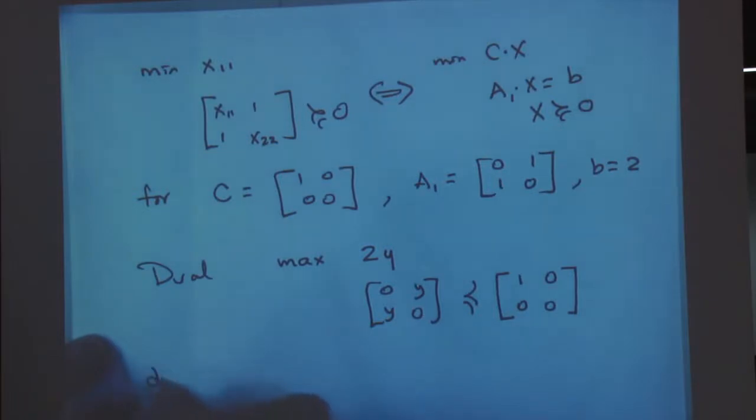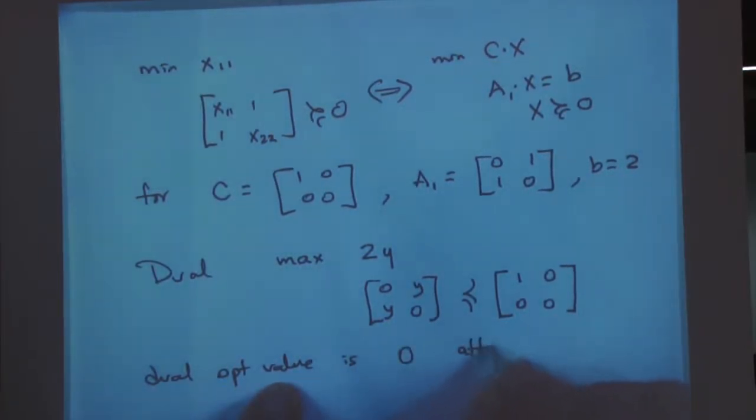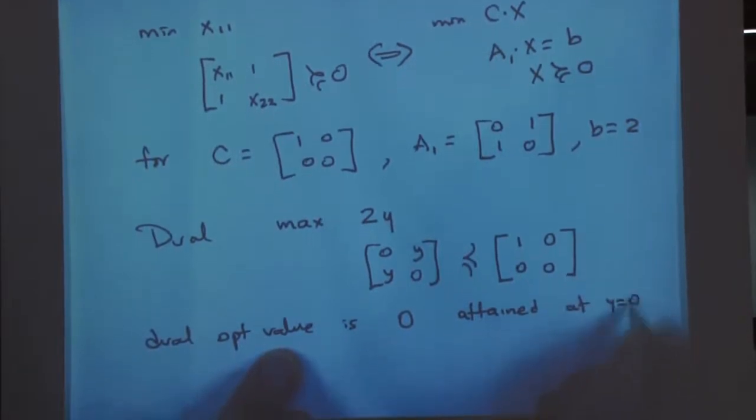So the dual optimal value is, so if I want this constraint to hold, again, by thinking in terms of the determinant, you realize that Y has to be 0. So the optimal value is 0, attained at 0. Okay? Attained at Y equal to 0.